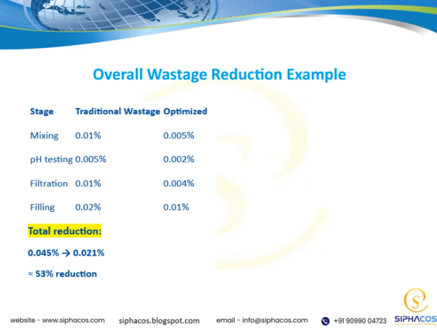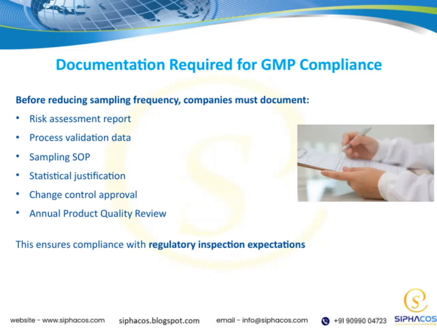When considering reducing sampling frequency, it's essential to have proper documentation in place. First, you need a thorough risk assessment report that evaluates potential impacts on quality. Next, process validation data should support the change, showing that the process remains under control. Additionally, a sampling standard operating procedure, or SOP, must be referenced to ensure consistency. It's also critical to include statistical justification. This means demonstrating that fewer samples won't compromise data reliability.